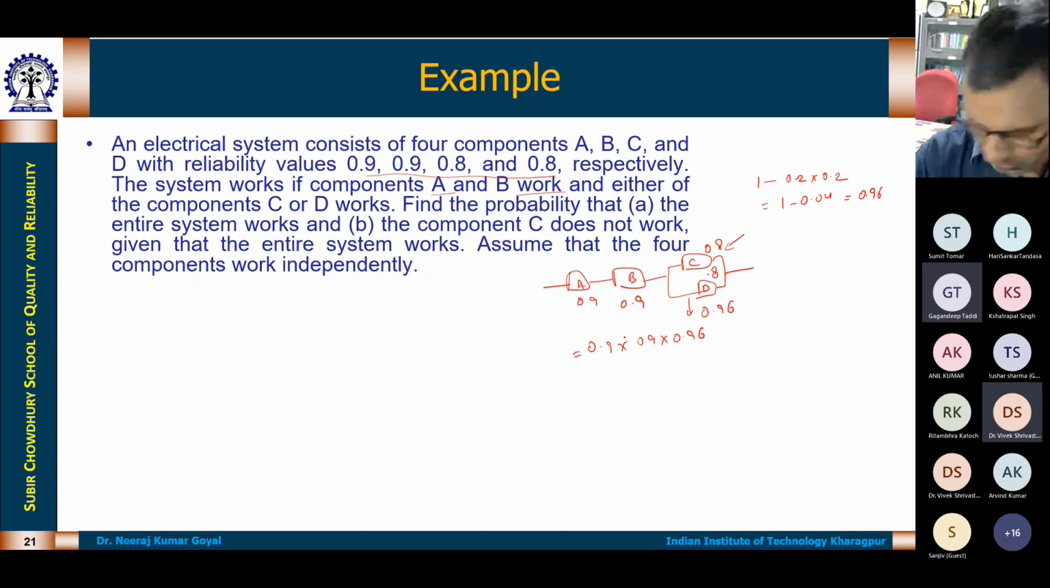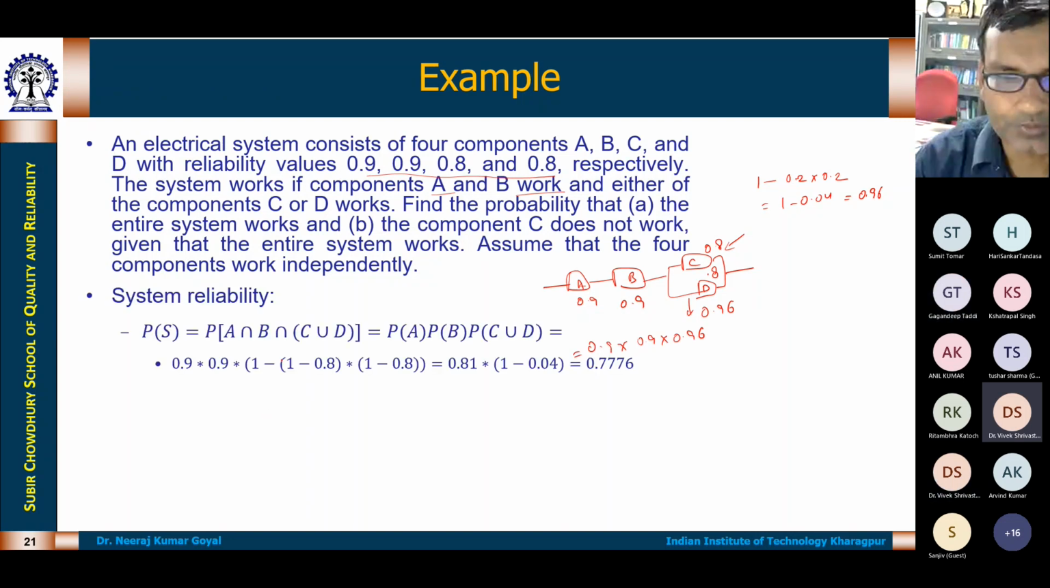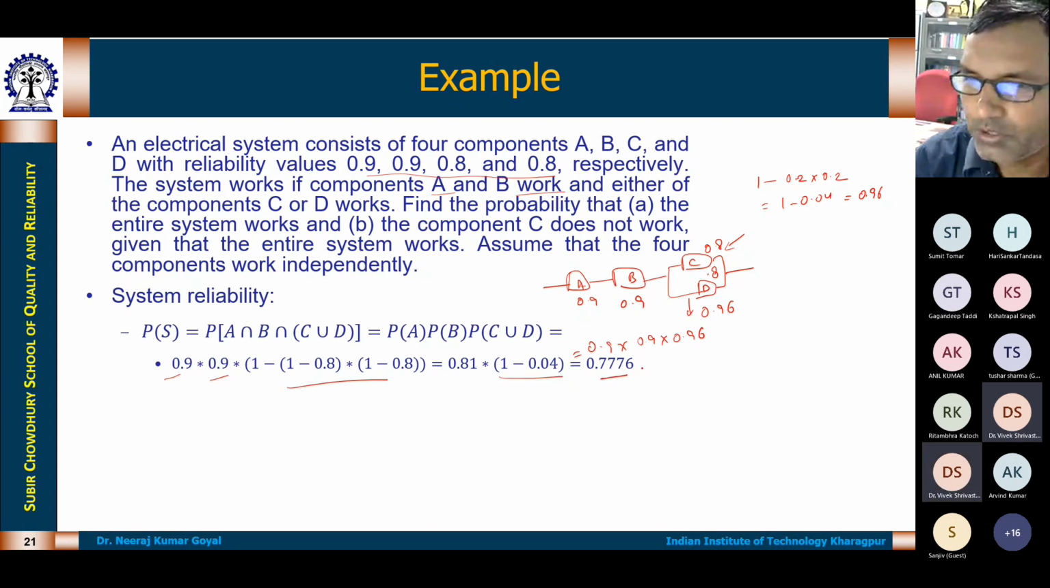If I multiply these three, I will get the probability of the system, right? 0.9, 0.9 multiplied by this will give me 0.776. Okay. Now my second problem is I want to know the probability that component C does not work given that the entire system works.